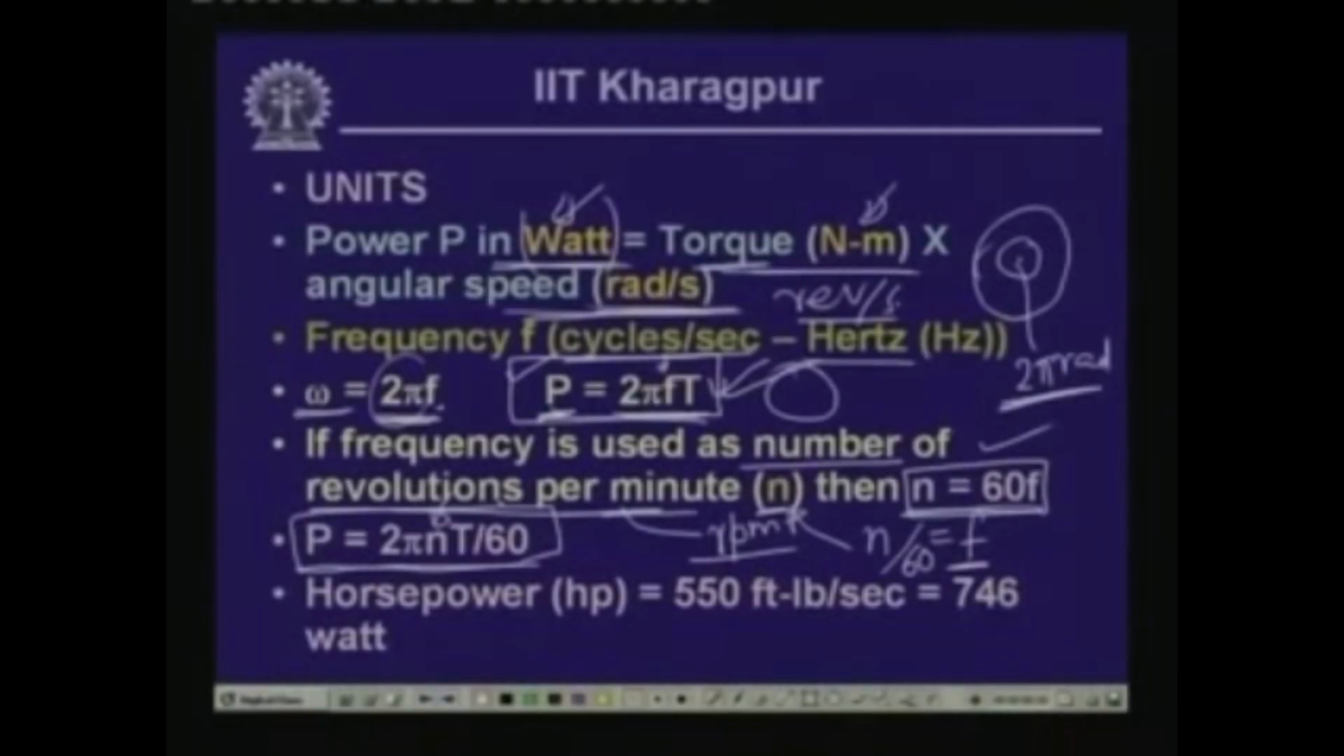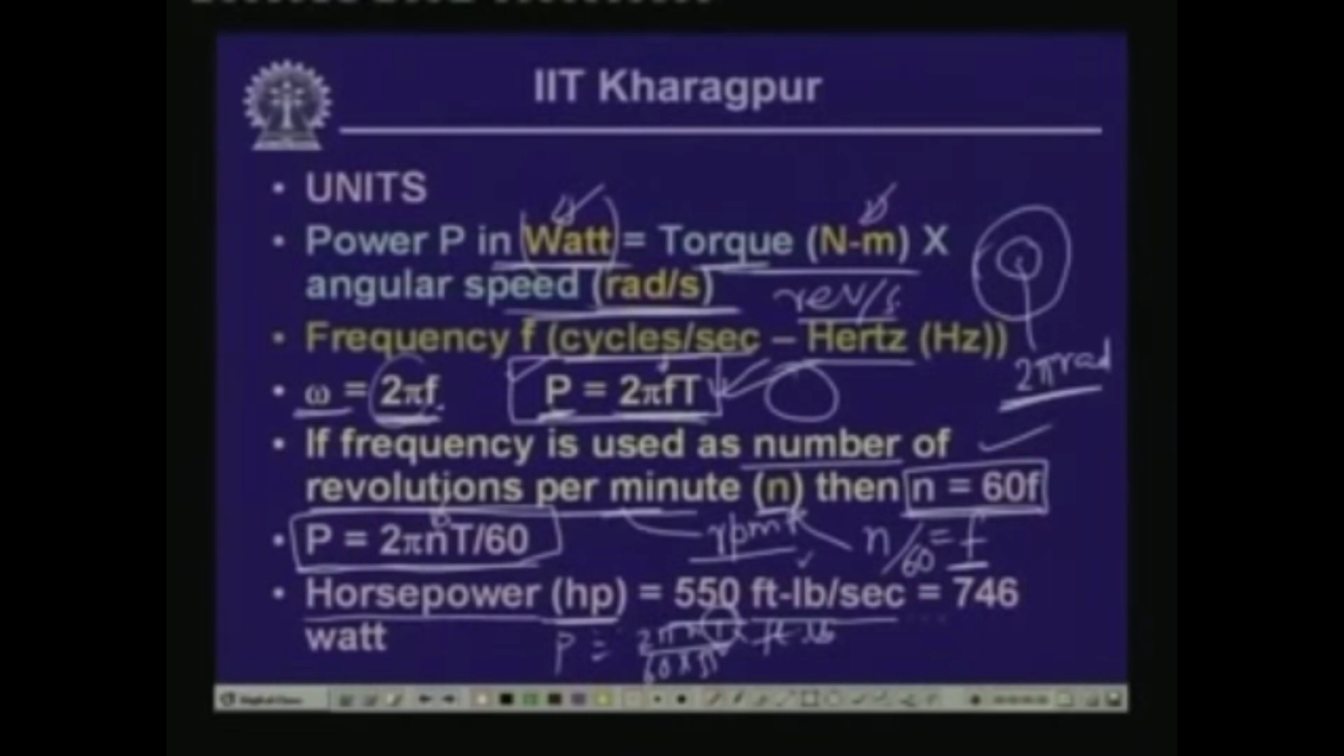Now, sometimes in FPS units we define the power as the horsepower. Now, 1 horsepower is equal to 550 foot-pound per second. So, if you write power in terms of horsepower, then T we write in terms of foot-pound, and we get an expression that P equals twice pi N T by 60 into 550, where P is in HP, horsepower, and T is in foot-pound.